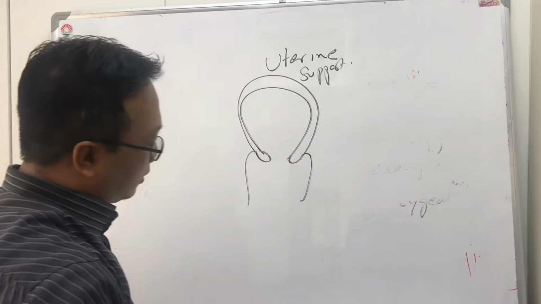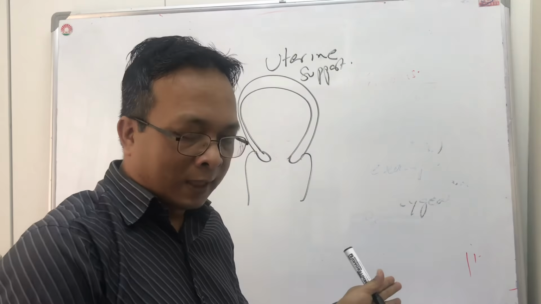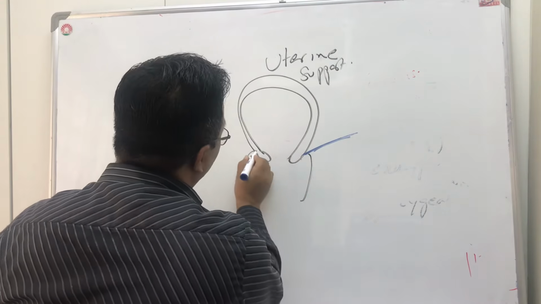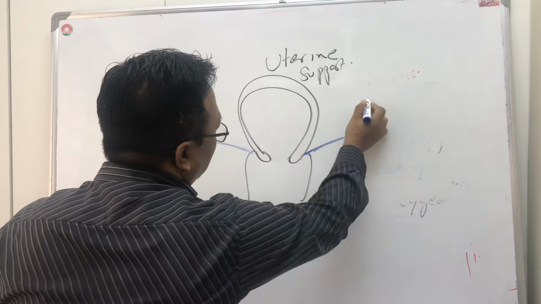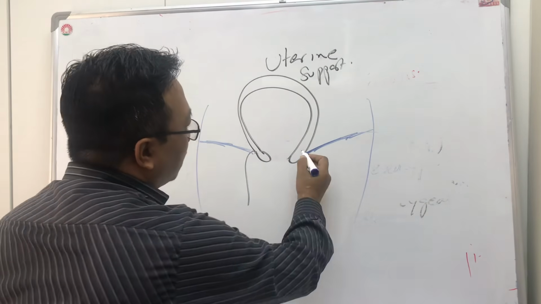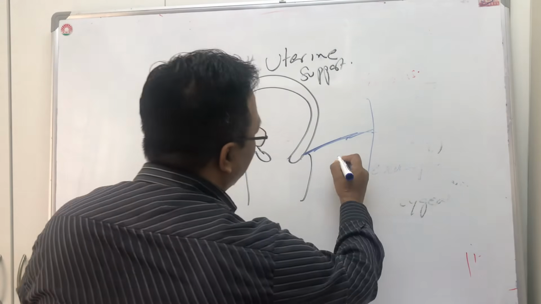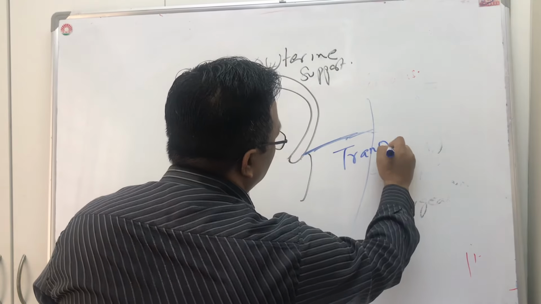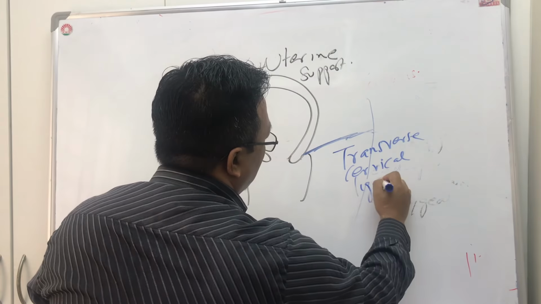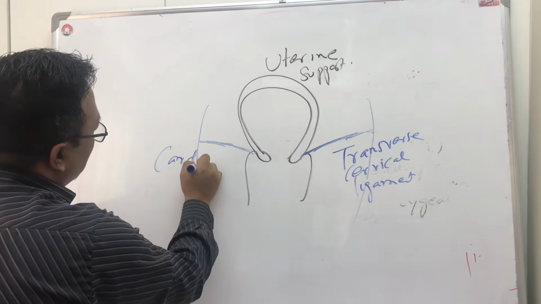Okay, so the uterus is supported on both sides, from the cervix to the lateral side. So we call it the cardinal ligament, or transverse cervical ligament. This is called the transverse cervical ligament, or also called the cardinal ligament.